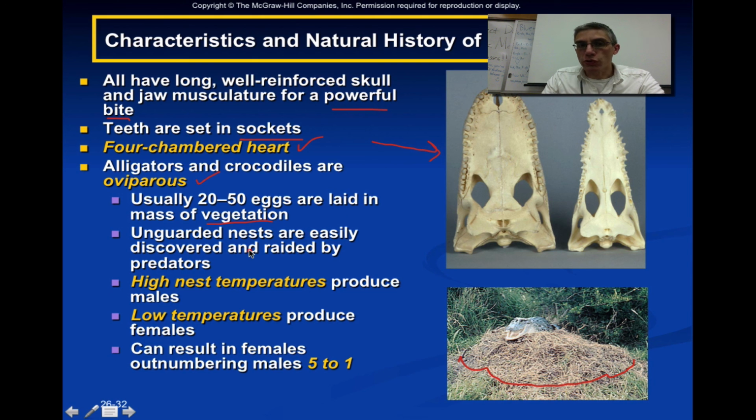So this group is also pretty unique because it's one of the rare reptile individuals that will actually guard its nest and even take care of the young for a brief period of time afterwards. Like we had talked about with the turtles, though, nest temperature is going to play a big part in what gender of offspring are going to be produced. So if you have high nest temperatures, it does tend to produce more males. If you have low nest temperatures, it's going to tend to produce females. And this could result in females outnumbering males by up to 5 to 1.